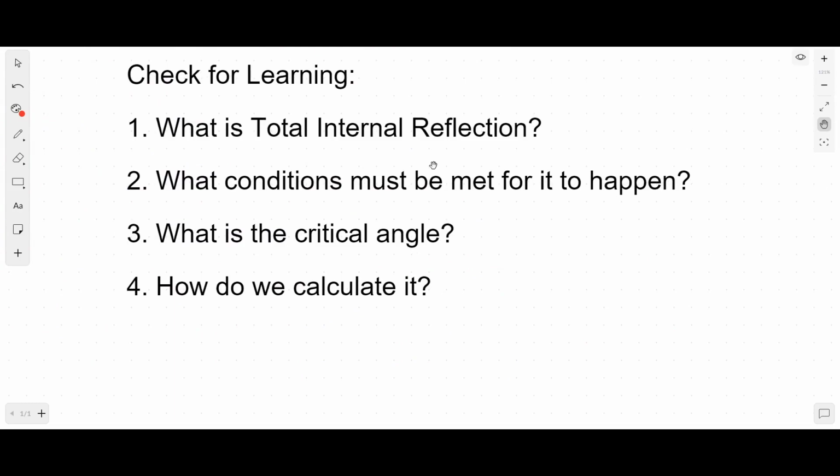Now let's check to see if you've understood. Pause the video here and try to answer these on your own. The first question is, what is total internal reflection? What is the phenomenon? Describe the phenomenon as best as you can. Second is, what are the conditions that must be met for it to happen? Third is, describe what is the critical angle. What does it refer to? What does it mean? And number 4, how do we calculate it?